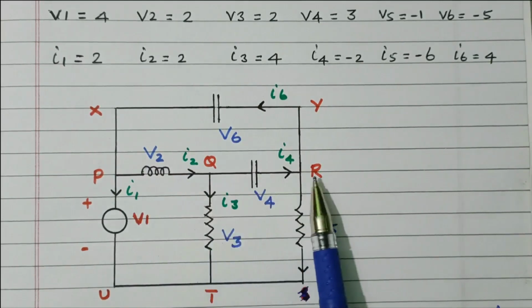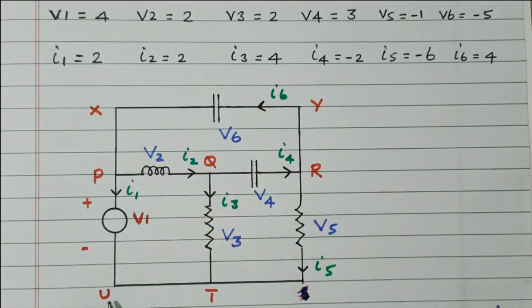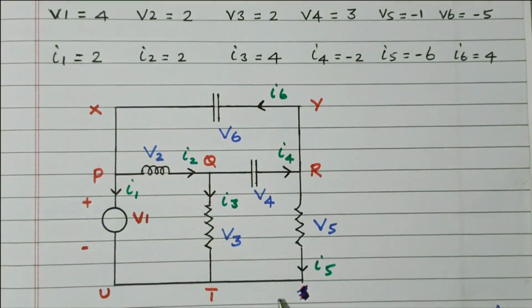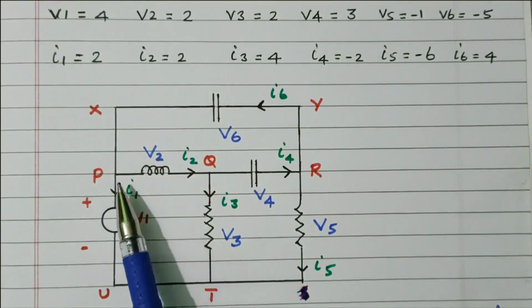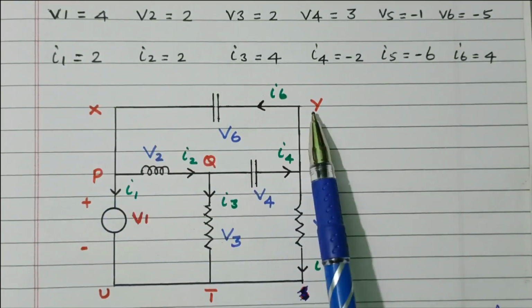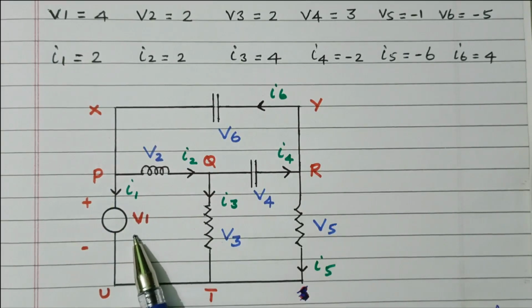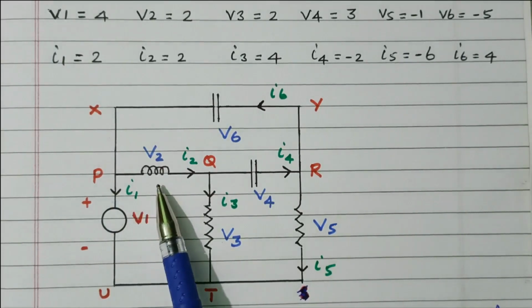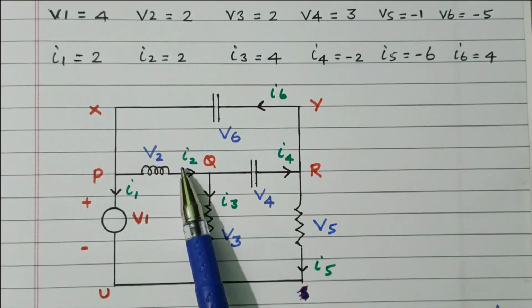P, Q, R, T, U. This is X, Y. These terminals are both the same, so there is no separate name available. So P, Q, R, T, U, and this one is X, Y. The source voltage is V1 and current is I1. This inductor voltage is V2, I2.